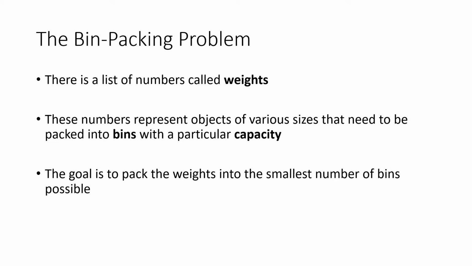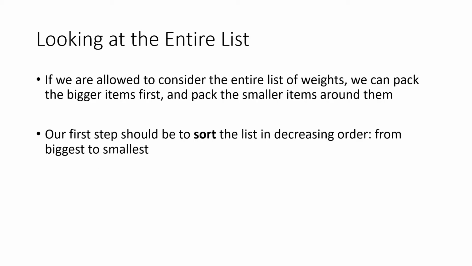In this problem, we have a list of numbers, which we call weights, and these numbers represent objects of various sizes that need to be packed into bins that have a particular capacity. The capacity is a number that tells you the total amount of weight that each bin can hold. And the goal is to pack the weights into the smallest number of bins possible. We've already talked about a couple of algorithms for solving this problem, and in this video we're going to talk about a couple more.